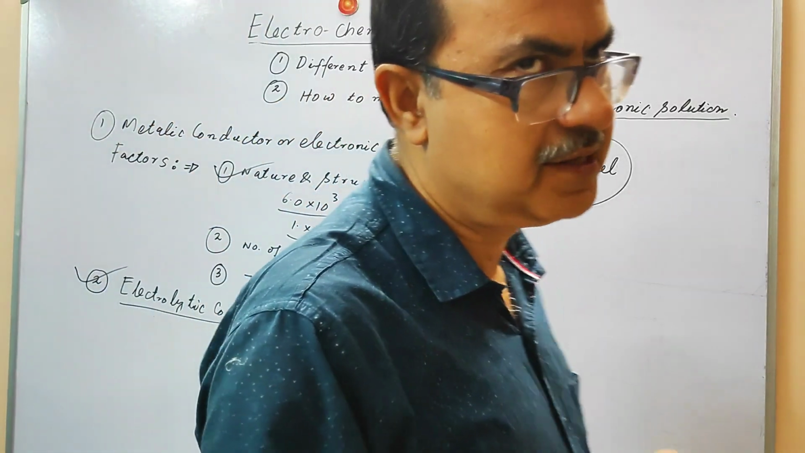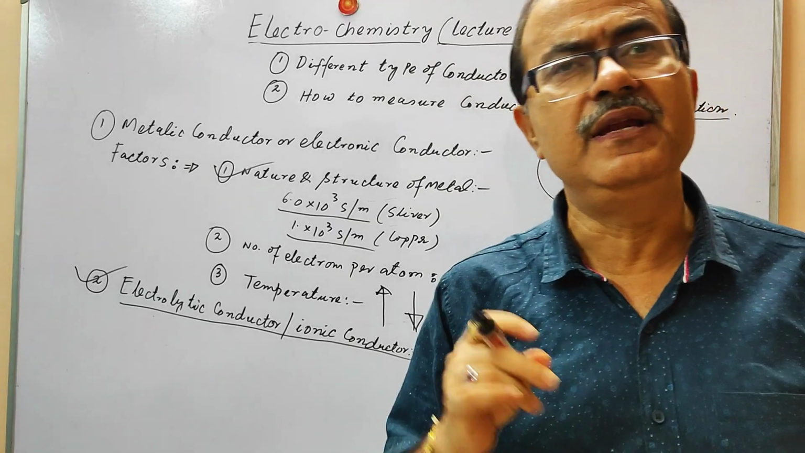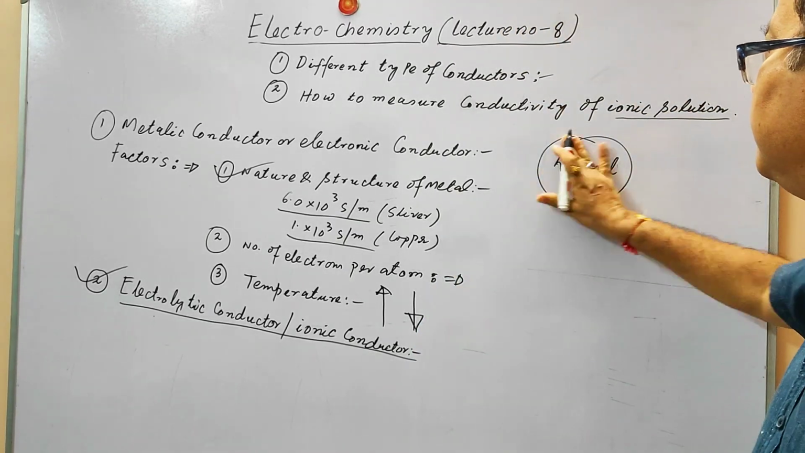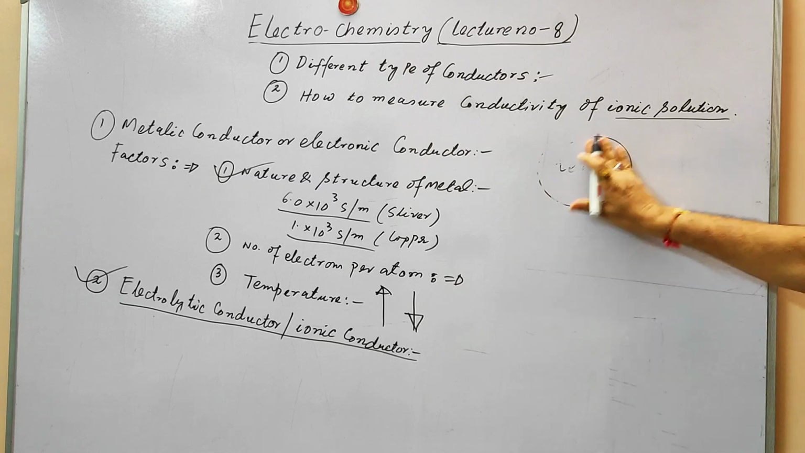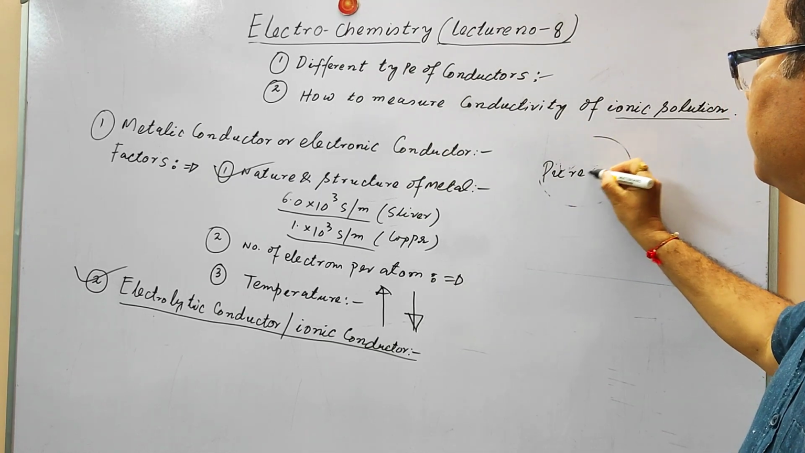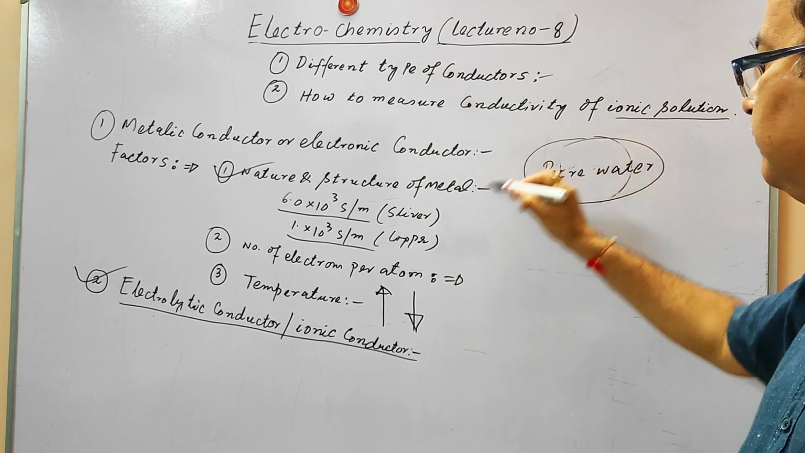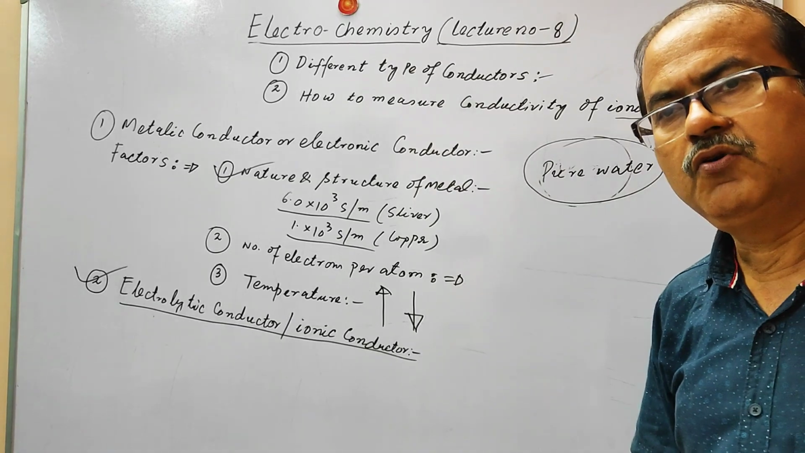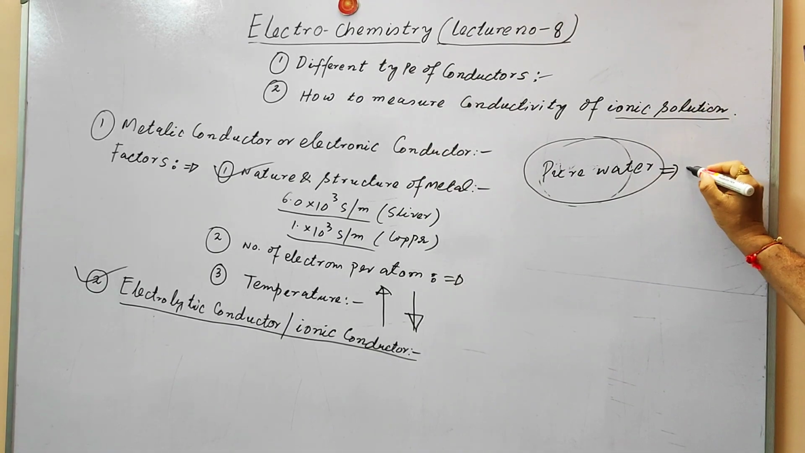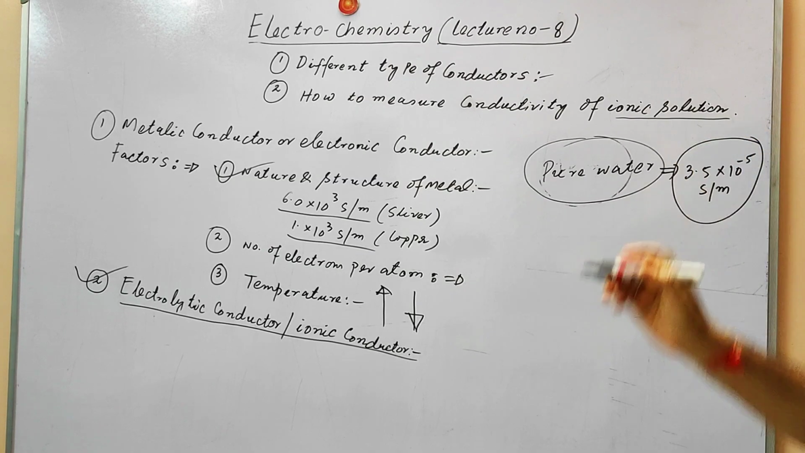To understand this, let us consider pure water. Pure water has very little conductivity, and its conductivity is observed to be 3.5 into 10 to the power minus 5 Siemens per meter. That is a very low conductivity.